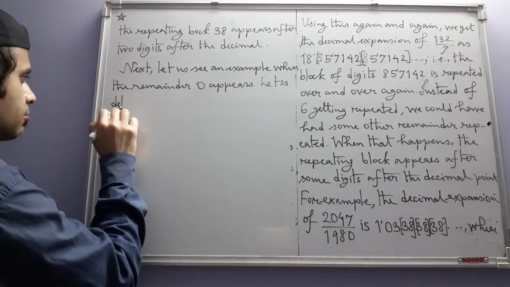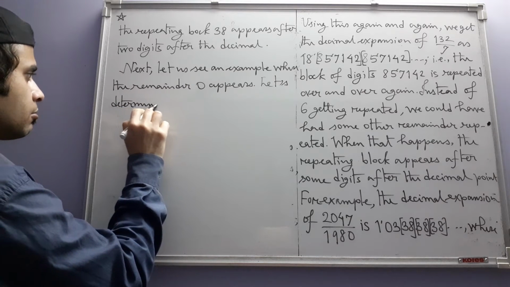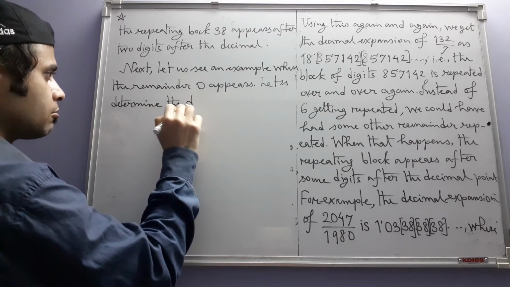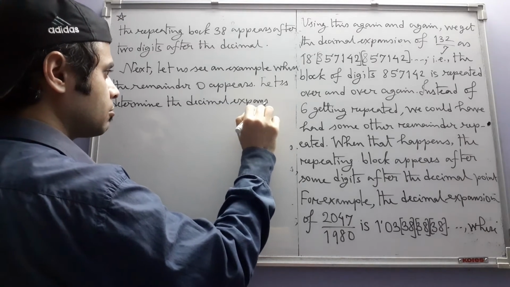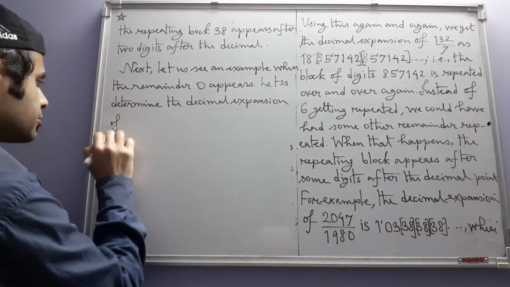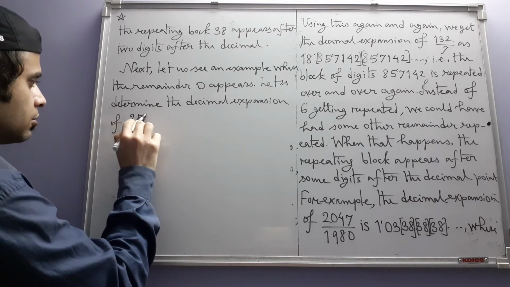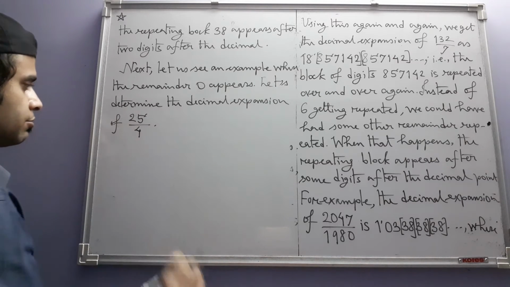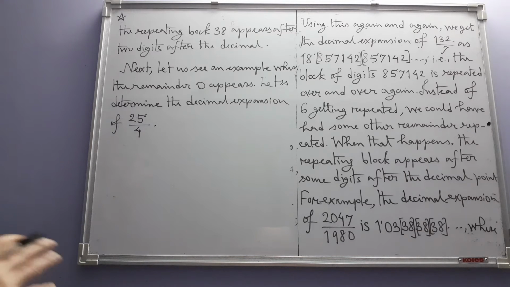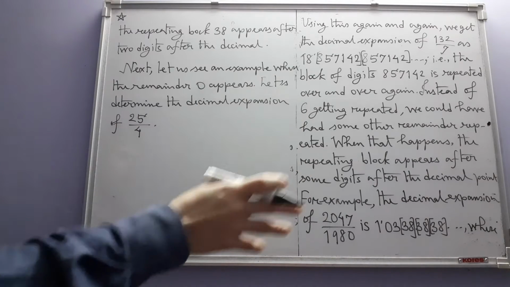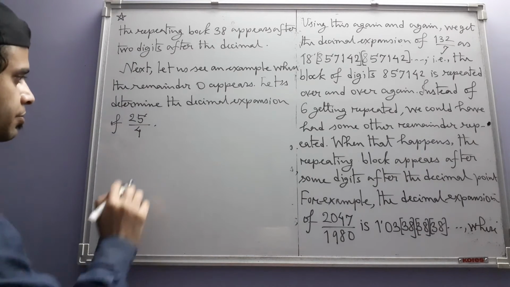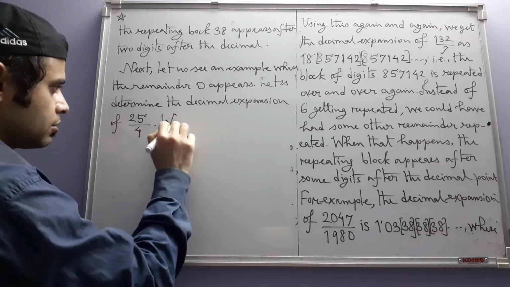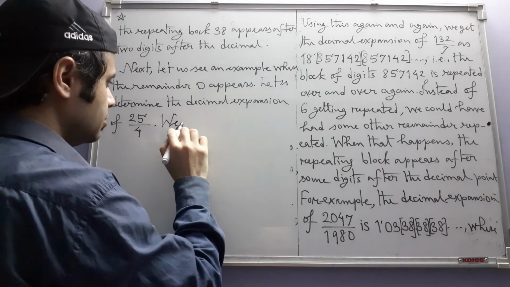Let's determine the decimal expansion of 25 divided by 4. So this is somewhat small. We can carry out the process here, although not in a detailed manner like what we did in the case of 132 by 7. Somewhat more sketchy.